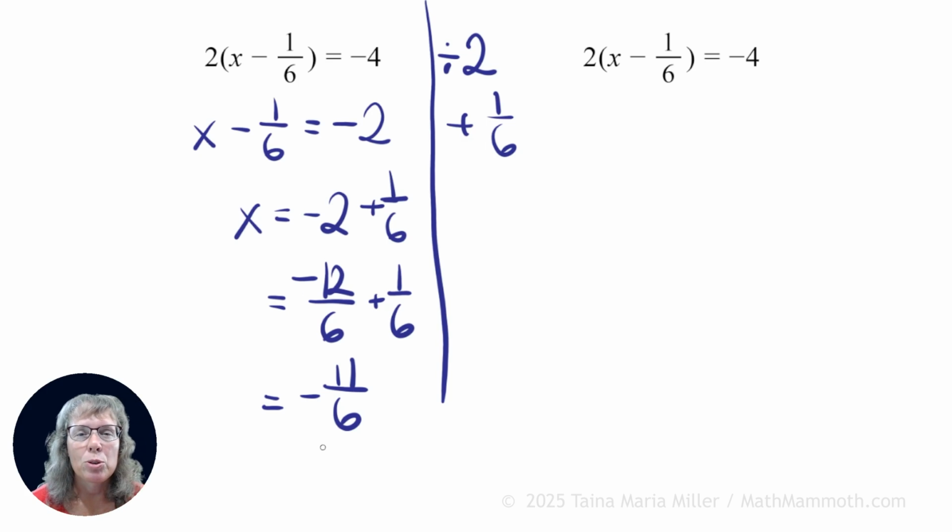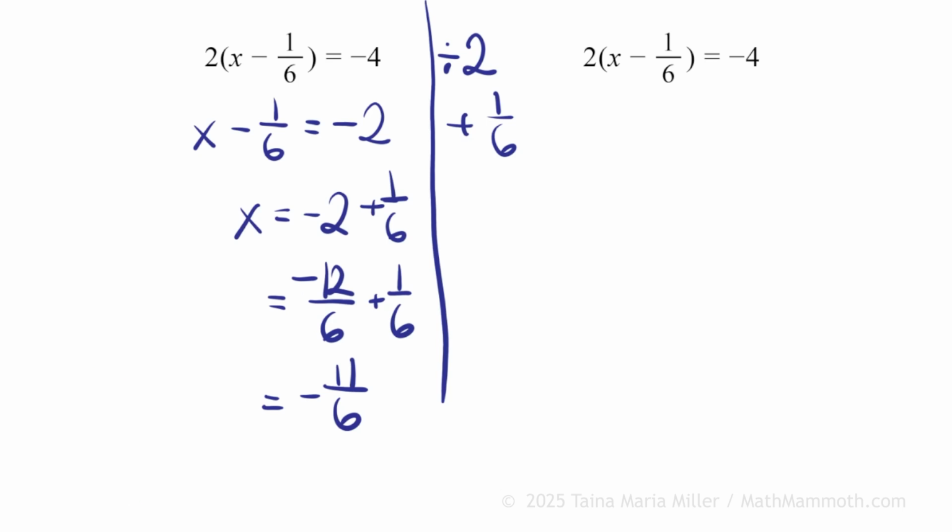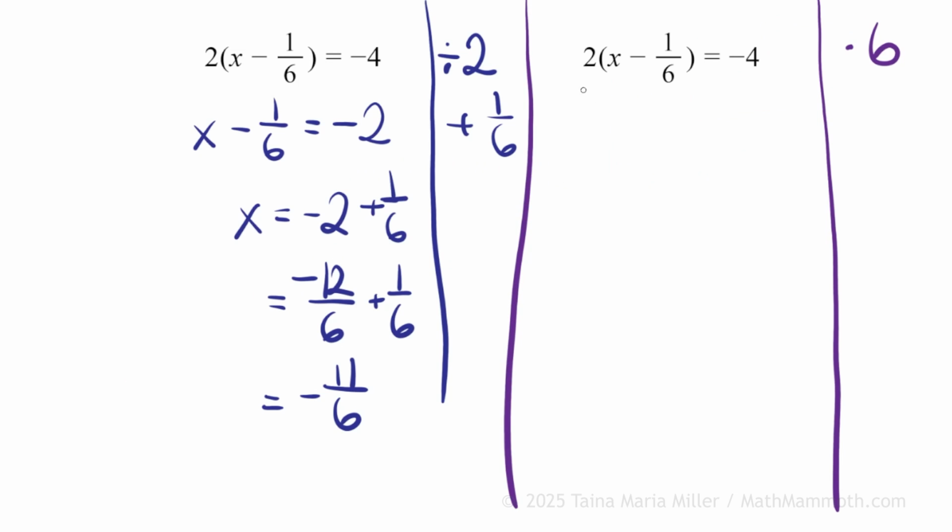But in algebra we usually don't write the answers as mixed numbers unless it was a real life context where the mixed number would make sense. Okay, I said I would solve this the second time. Now let's say that I will multiply both sides by 6 because I see this fraction there. So if I multiply by 6, then I multiply this entire side by 6.